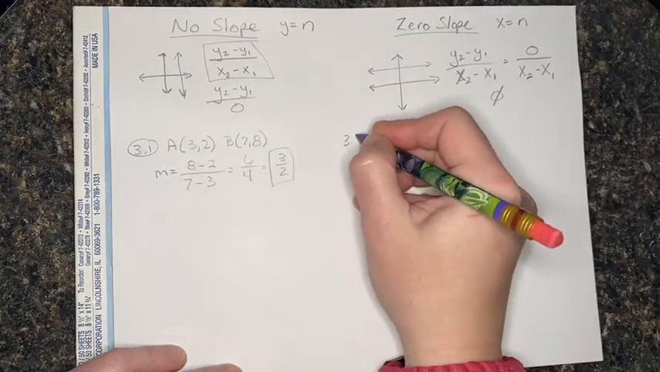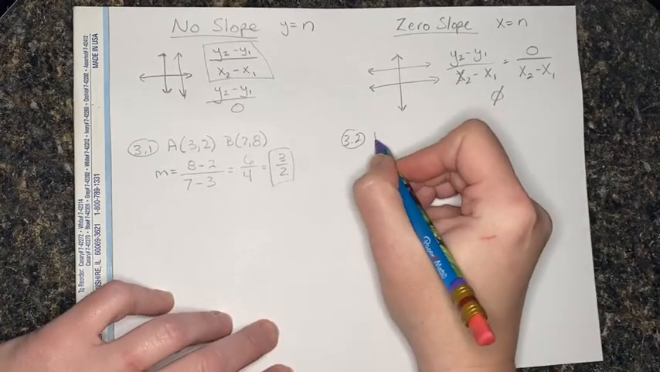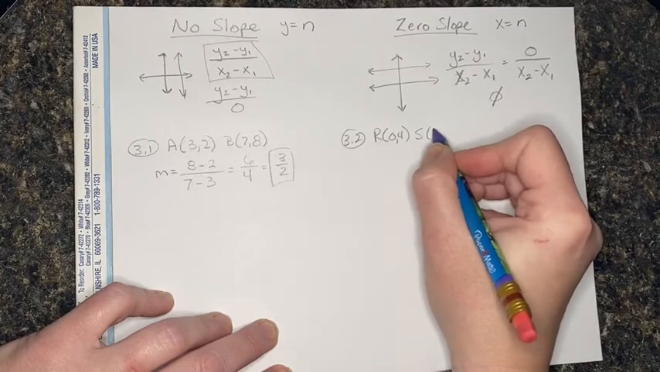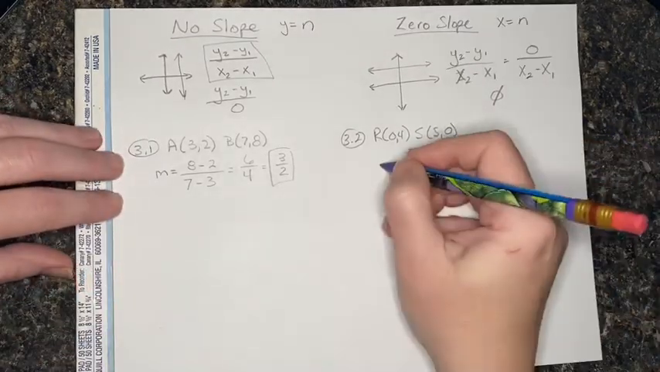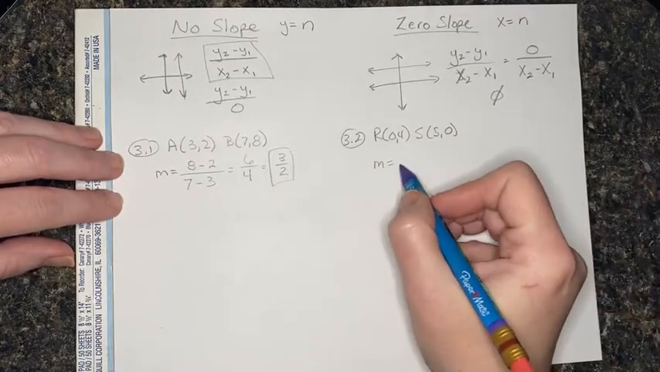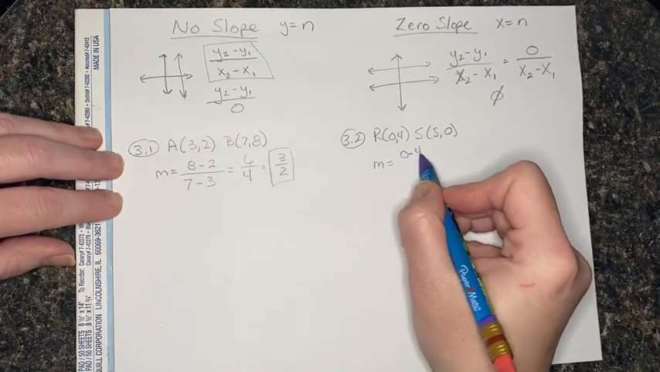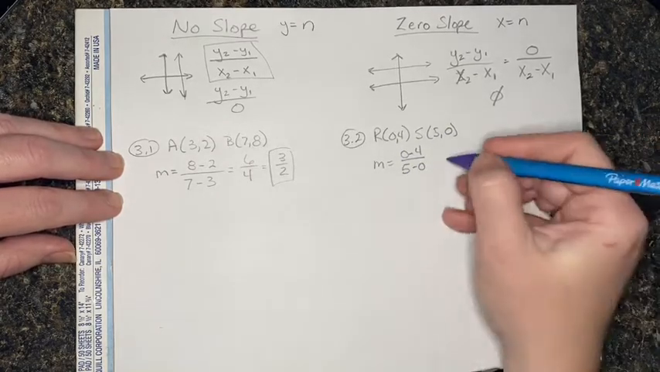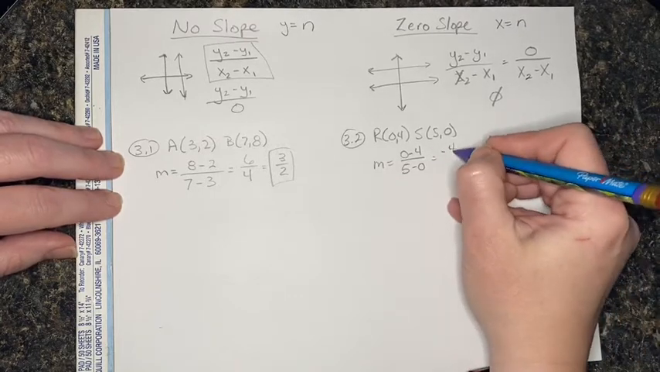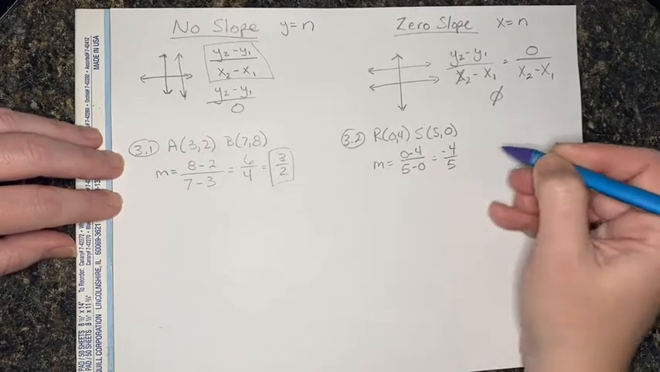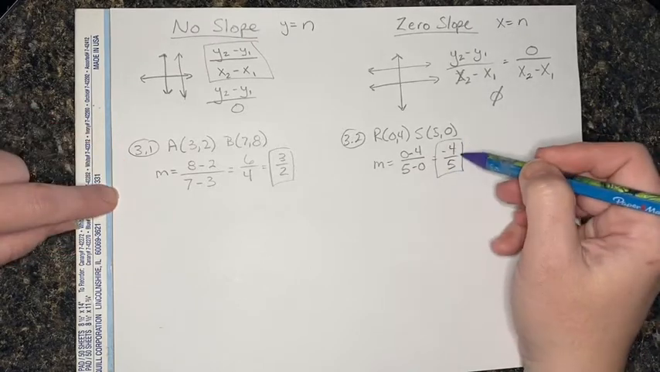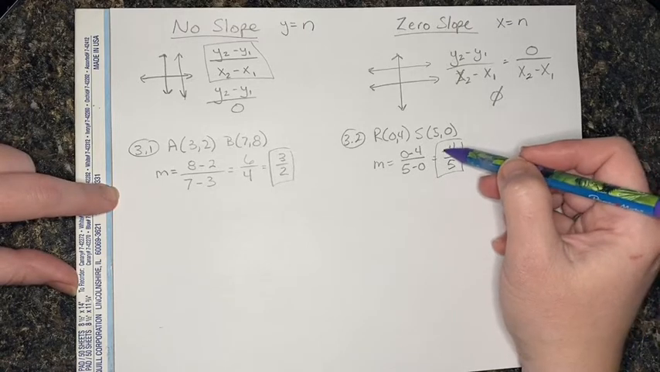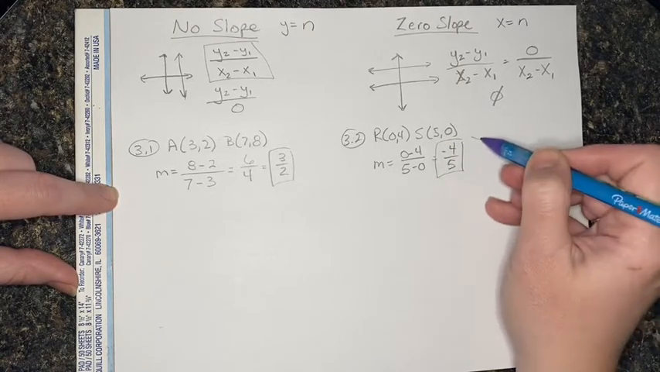Let's take a look at 3.2. 3.2 gives us the point R at 0, 4, and the point S at 5, 0. Again, they want the slope. So our slope is going to be 0 minus 4 over 5 minus 0. Well, our top is -4 and our bottom is 5. We can't reduce that. That is our slope, and it is a negative slope. It's a negative number, negative slope. It's going to be a downhill line.